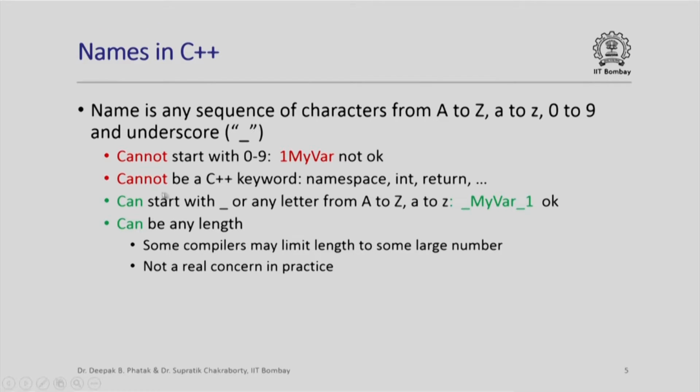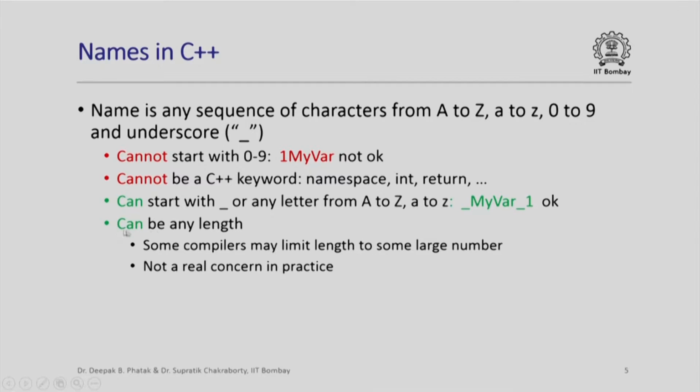Similarly, a name cannot be a C++ keyword. We have already seen certain keywords like namespace, int, return and so on. So you cannot use any of these keywords. Also, although they are a sequence of characters from these allowable characters, because they are reserved keywords, they cannot be used for names. A name can start with underscore, or it can start with any letter from uppercase A to uppercase Z or lowercase a to lowercase z. For example, you can have a variable named like this, _myvar1.